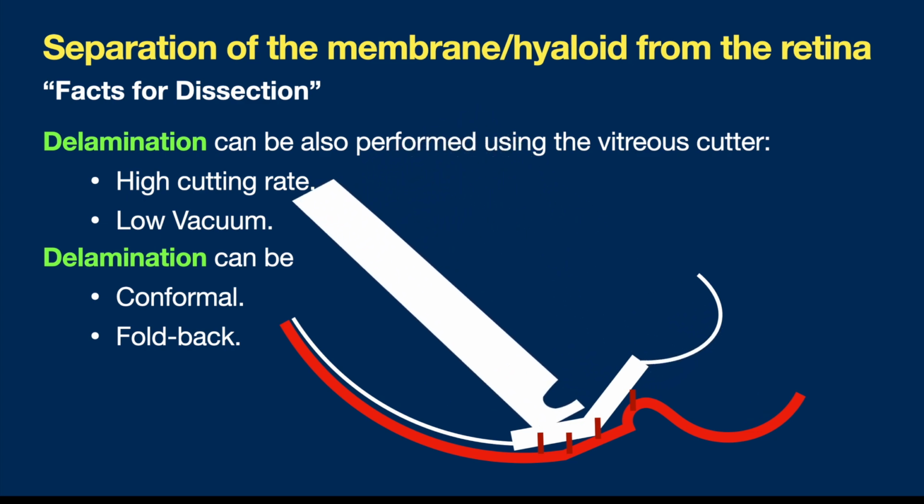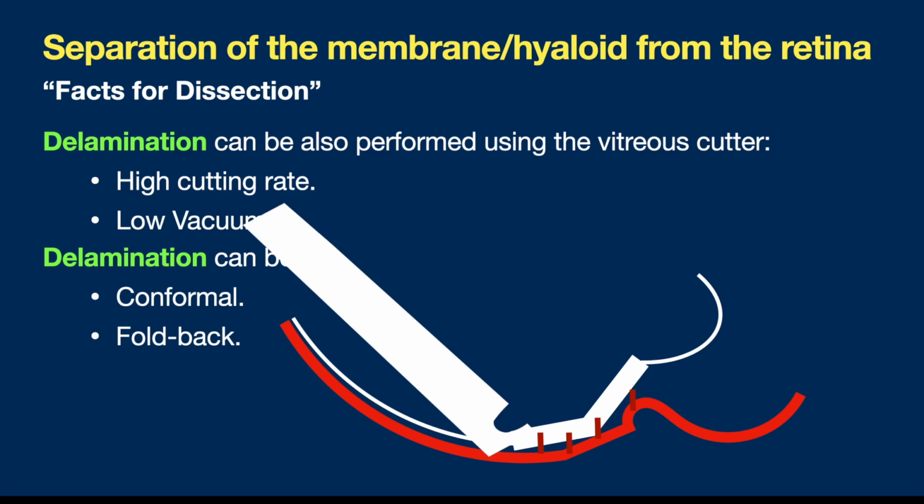Like in this case, gentle suction, the hyaloid is elevated, the membrane is a bit elevated. Now, without pulling a lot, so as not to injure the retina, we can use this type of delamination, where the vitreous cutter moves and hovers above the membrane to eat the membrane away from the retina with gentle vacuum. So these are the types of delamination.